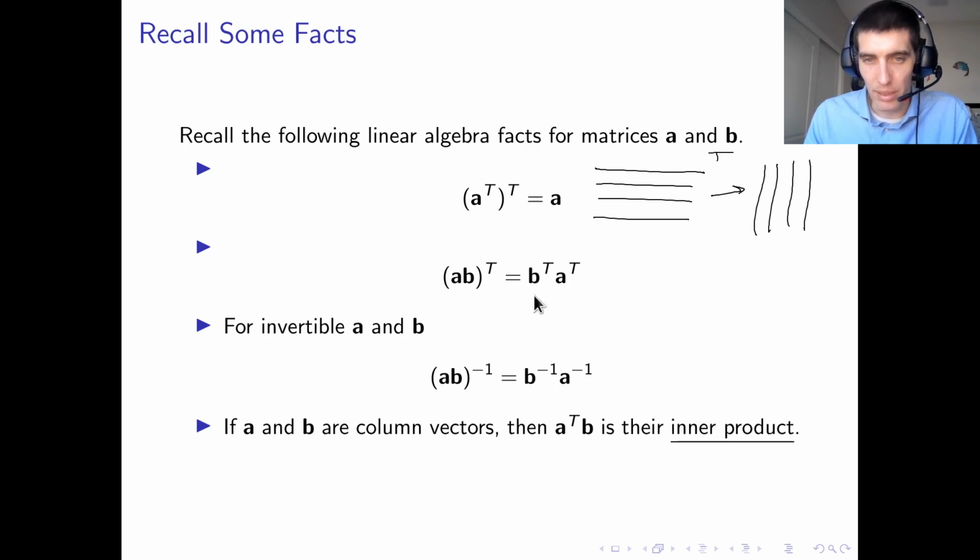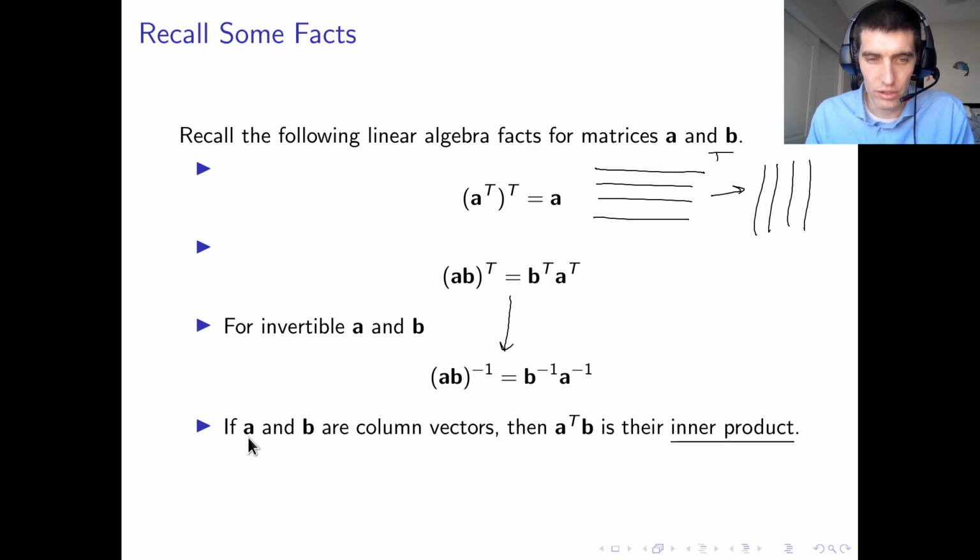This same property holds for inverses of invertible A and B. If A and B are invertible, the inverse of the matrix A times B is B inverse times A inverse. So it works exactly as transposes do: you swap the order and take the inverses. And another fact, and the other thing I want to mention, is just notational.